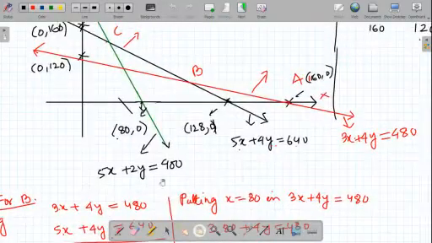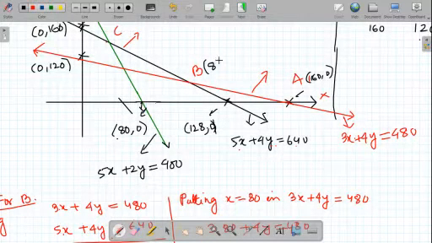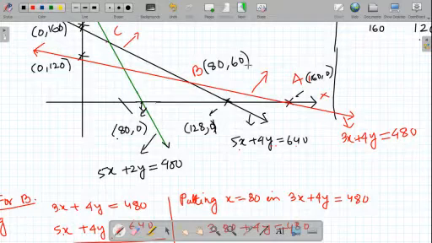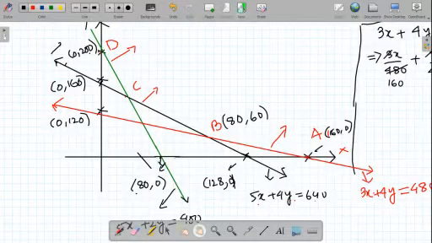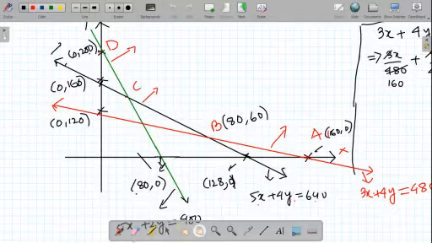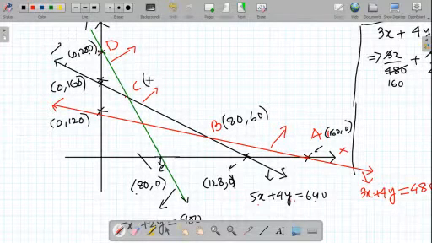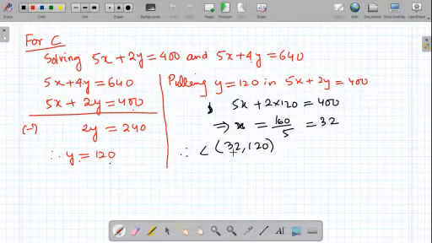Okay, so that's how we find all the values. B is 80 comma 60. So write down, B was 80 comma 60. And what is the value of C? C was 32 comma 120, right?